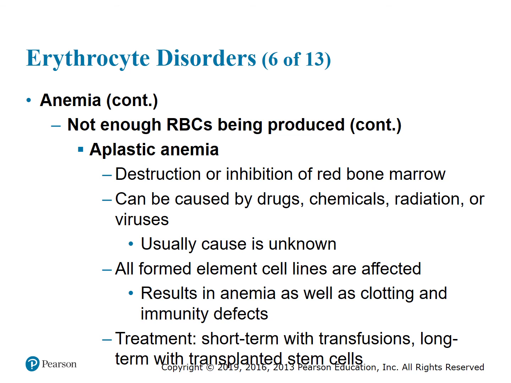Aplastic anemia is due to a destruction or inhibition of red bone marrow. It can be caused by drugs, chemicals, radiation, or viruses. Usually the cause is unknown. All formed element cell lines are affected. It results in anemia as well as clotting and immunity defects. Treatment is short-term using transfusions, and long-term with transplanted stem cells.